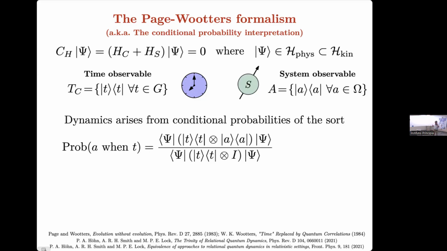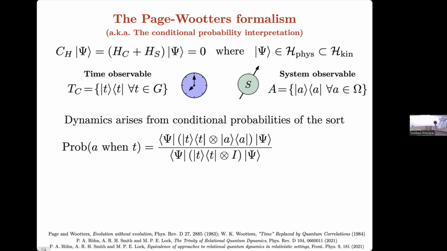Okay, so this is the fundamental insight of Page and Wootters. They say, what is dynamics about? It's about conditional probabilities. It's about what my system is doing when the clock is reading a particular time. So they say, okay, what's the probability that I have spin up when the clock reads the time t? And then they just use the expression for conditional probabilities in quantum mechanics.